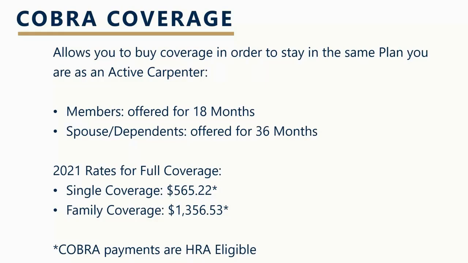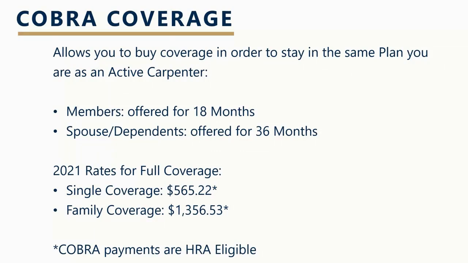It's called COBRA Coverage. Some of you may be familiar with that because you can get on COBRA as an active guy as well if you miss our benefit periods. COBRA Coverage allows you basically to pay what it costs the fund to maintain our benefits. You can pay it out of pocket and stay enrolled with us. This is government mandated, so their rules are their rules. We charge you what it costs the fund, and the amount of time you can pay is tiered.